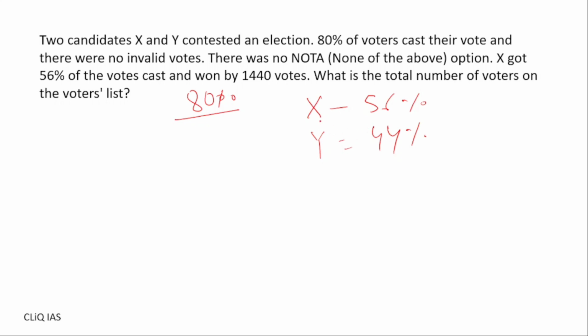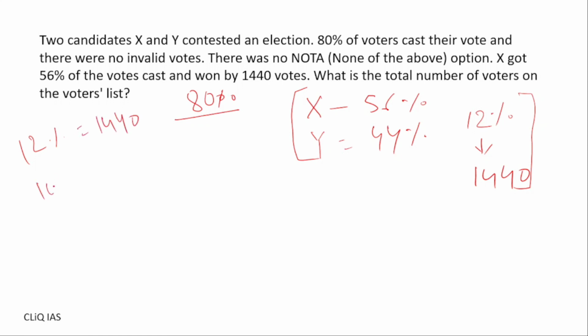Now X leads Y by 12%, and it is given that X won by 1440. So 12% is given as 1440. Remember, this is just the 80%, not the 100%, because this calculation is based on those who have cast their votes. So 12% is 1440. The total number of those who have voted as 100% will be 1440 by 12 into 100.